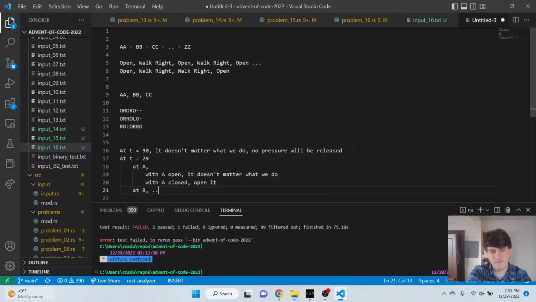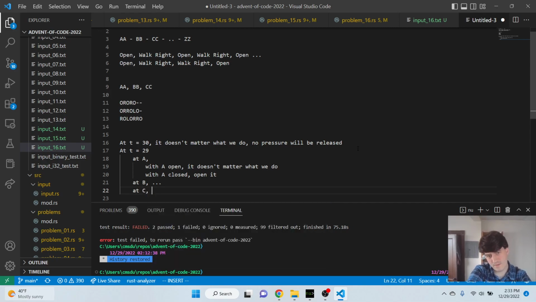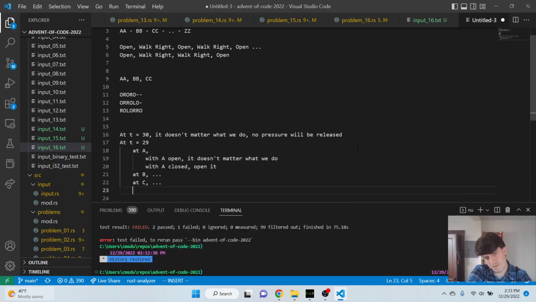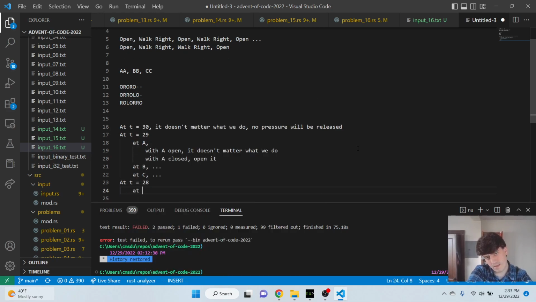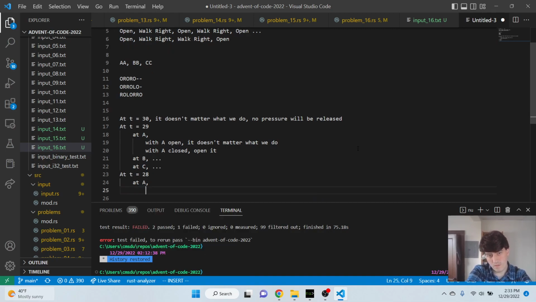At B, same story. At C, same story. At t equals 28, at A, with A open, B open, doesn't matter what we do.